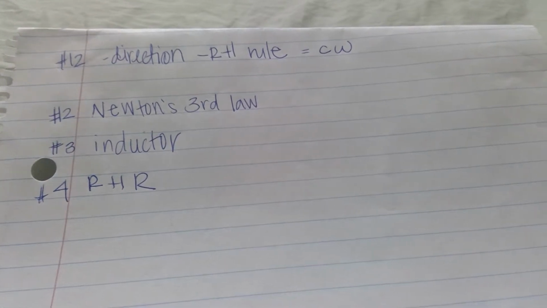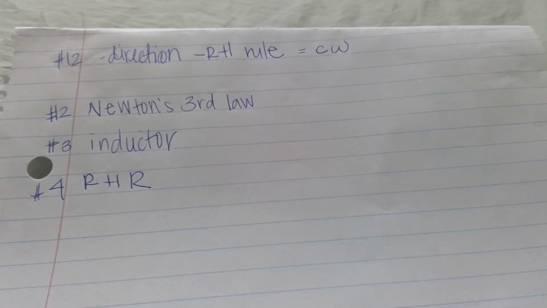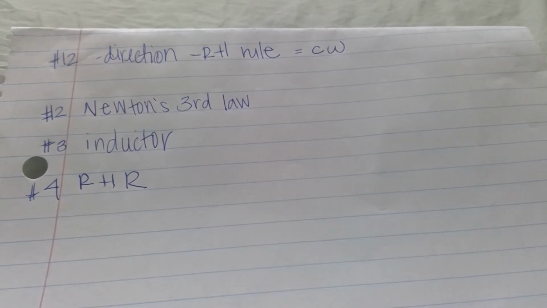Okay, the next couple, I'm just going to do real quick. Number 12, I got wrong the right hand. I just did the right hand rule wrong. The numbers I did okay. It was just the right hand rule being applied inaccurately. I still kind of have a hard time with that.